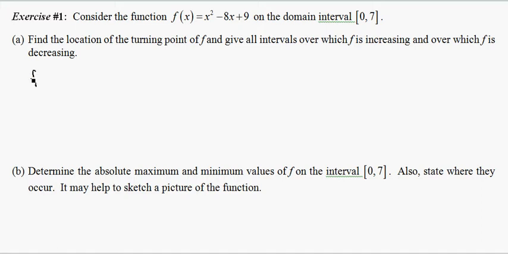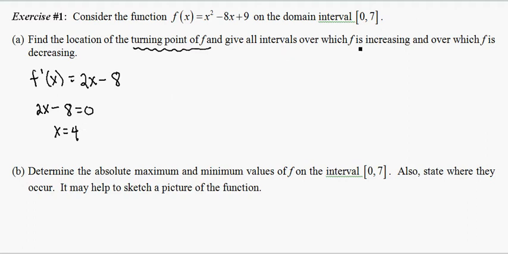Alright, let's take a look. F prime of x is equal to 2x minus 8. If we want a turning point, at the turning point, the derivative will be equal to 0. And therefore, x will be equal to 4.